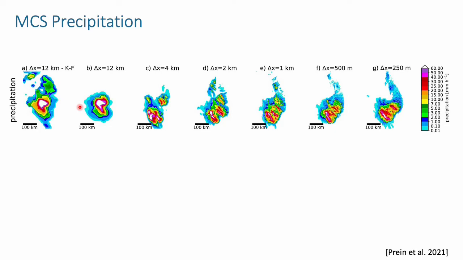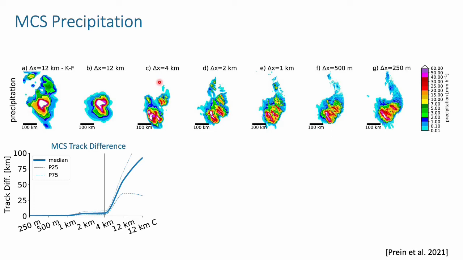And then once you go to 4 kilometers, you have really a fundamentally different looking precipitation pattern, which looks fairly similar even if you go down to 250 meters. So you get lots of the benefits of 250 meters you already get at 4 kilometers, at least if you're interested in the bulk properties of your precipitation. This is also seen in these plots here.